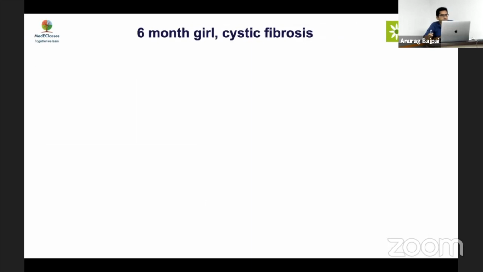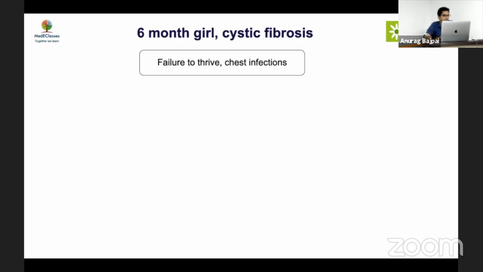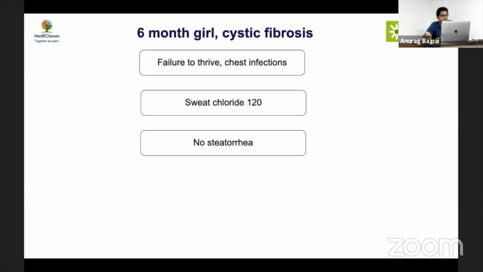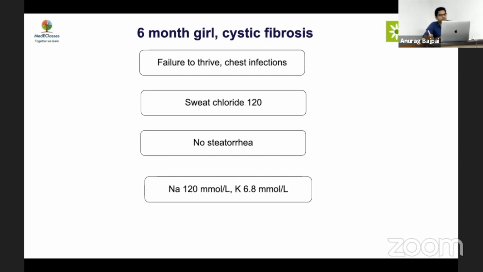A 6-month-old girl who was initially labeled as cystic fibrosis. Why? Because she had failure to thrive, frequent chest infections, and sweat chloride was 120. However, there was no steatorrhea, and electrolyte evaluation actually showed she had hyponatremia but associated hyperkalemia as well. So can this be cystic fibrosis?